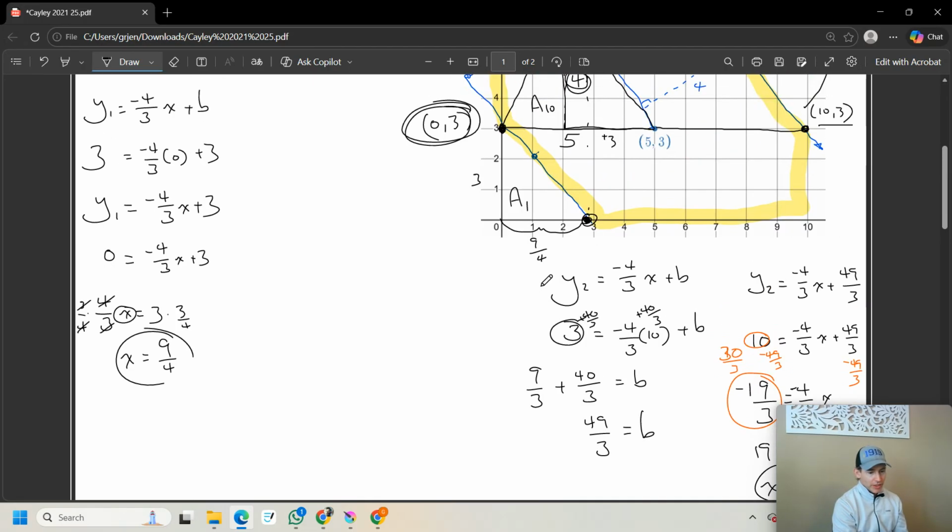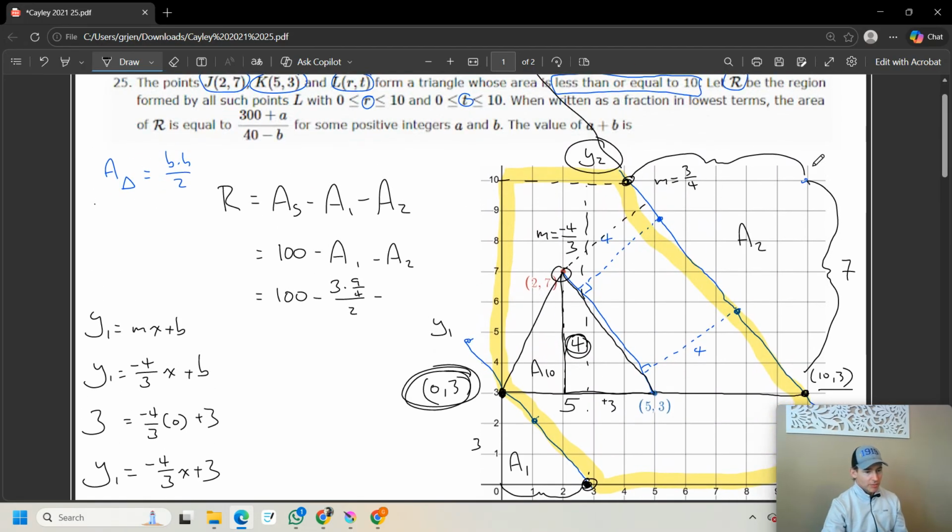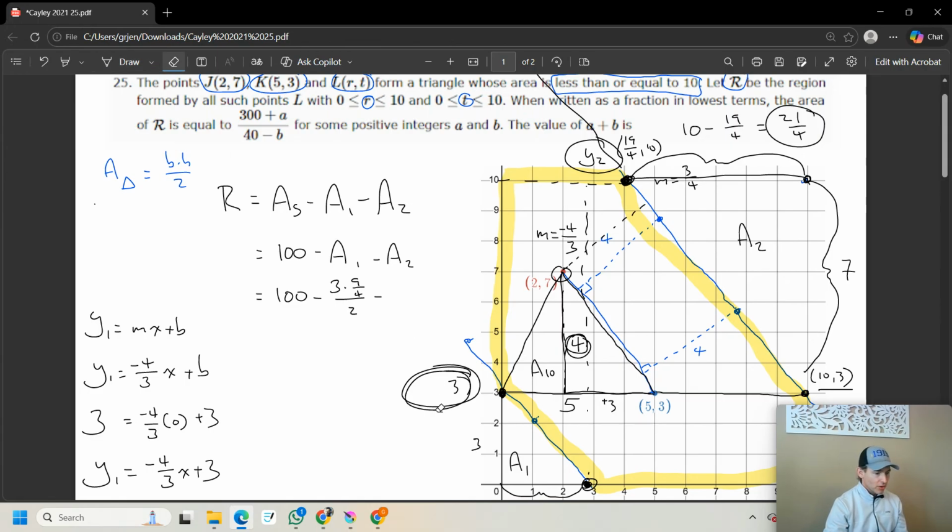So anyway, now we have the ability to find this distance here, which is going to be 10 minus 19 on 4, because this is the point 19 on 4, 10. Okay, that's at the x point 19 on 4. So to find this distance, we just take it away from 10. And that's the distance here. And 10 minus 19 on 4 gives us 21 on 4. That's the distance there. So now we have all that we need to calculate A2.